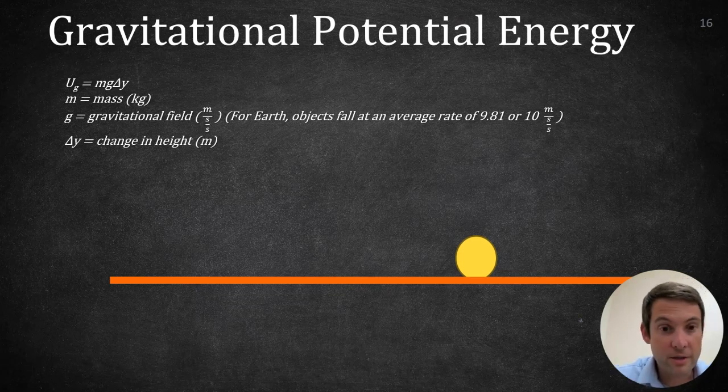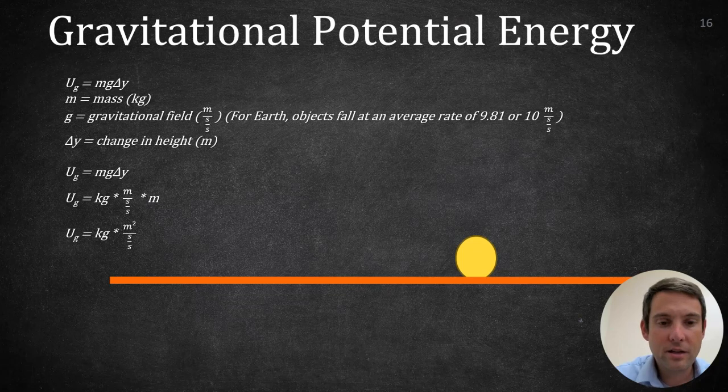Mass measured in kilograms again. g is our gravitational field, or acceleration due to gravity, measured as 9.8 meters per second squared, or 10 for easy calculations. Delta y is our change in height. Delta is final minus initial. There's our equation again. And looking at the units, we see a kilogram times a meter per second squared times a meter is the same thing as a kilogram meter squared per second squared, which is, of course, a joule.